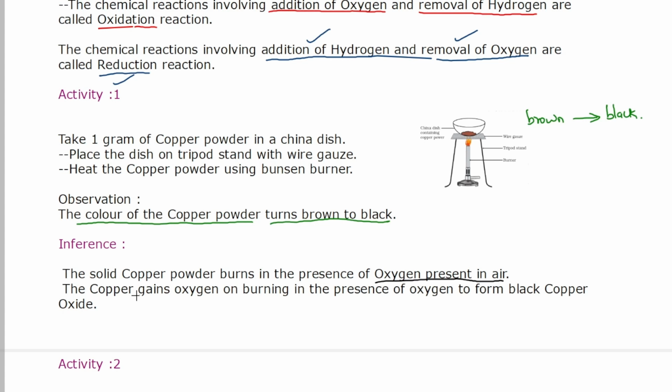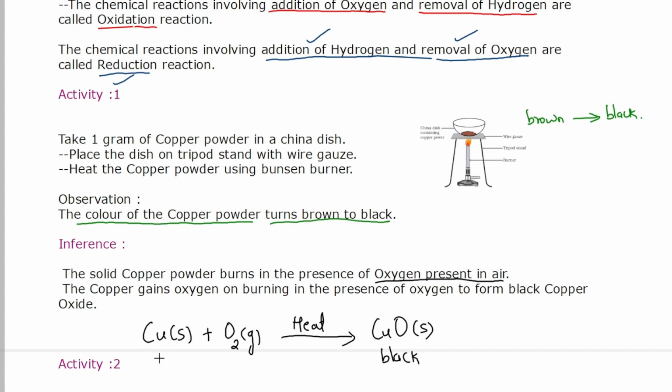Let's write the chemical equation for this reaction here. We had taken copper powder. It reacts with oxygen present in air, and we are going to heat the copper powder here. We are going to get copper oxide, which is black in color. This copper is brown in color. Copper oxide is black in color.